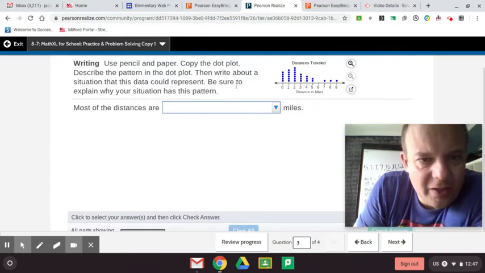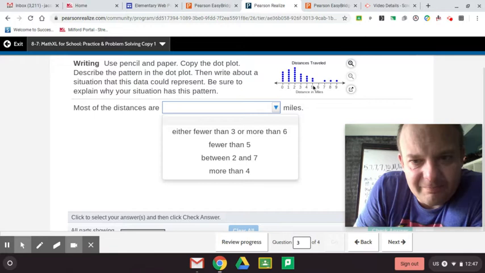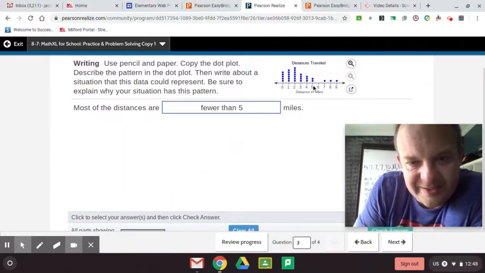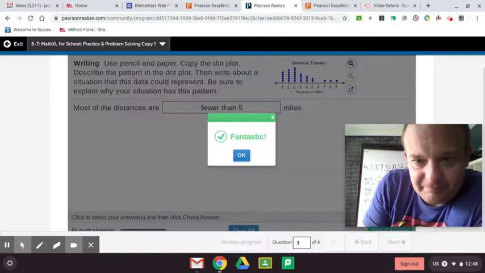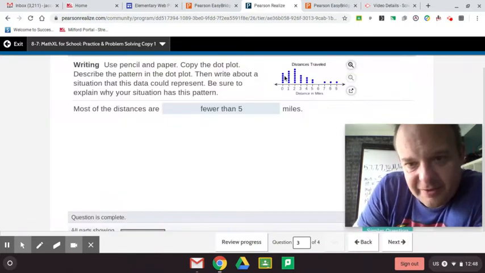So let's see. Then most of the distances are, I'd say, 5 and under. It doesn't really have 5 or under, but it does have fewer than 5. Now, I don't know why they didn't say 5 or under, or fewer than 6, but I guess they're not counting 2. Let's see if that's right, though. Yeah, it is right, because there's this big cluster here, then there's a gap, and then there's a few out here.